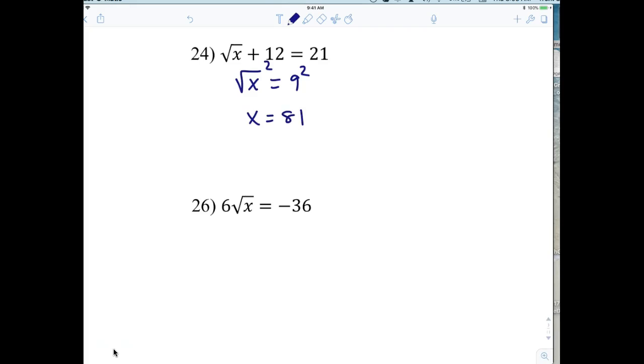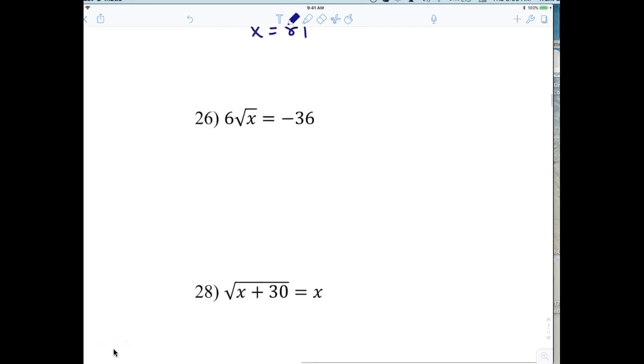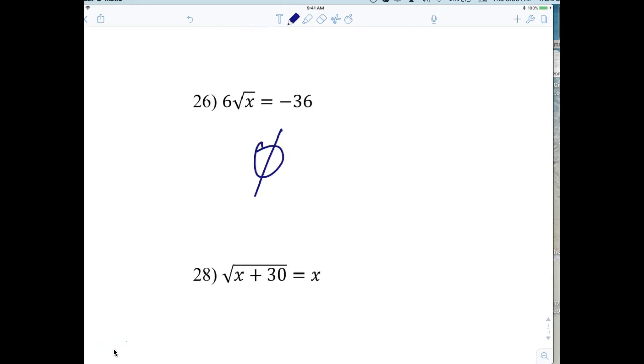All right, let's see who got this one correct. Let's answer 26. Anybody get the right answer? What? It's x equals negative 6. Nobody got it right? Oh, sorry, I made a mistake. No solution.